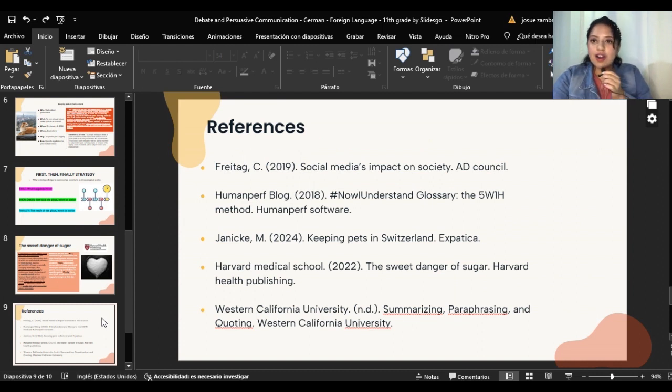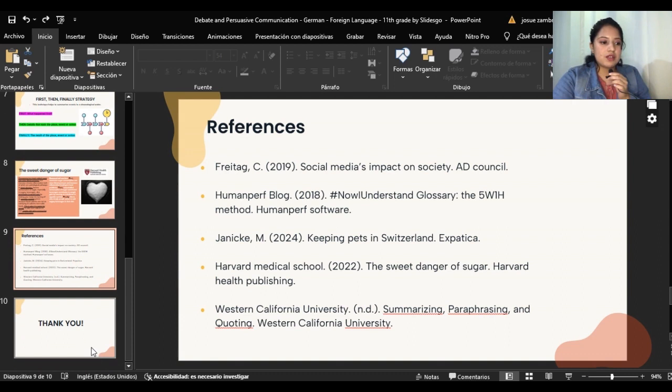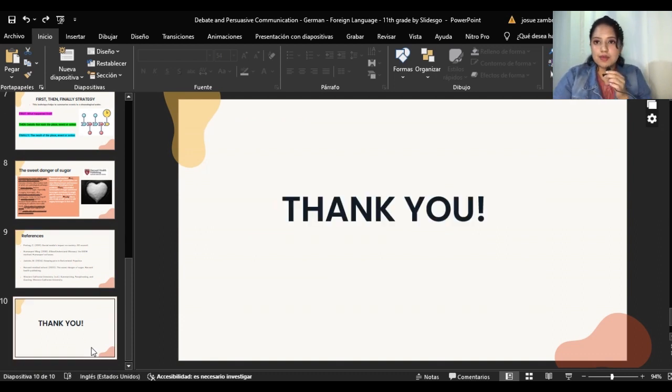These are the references, the credits of where I took the material to make this work. This was my explanation about the strategies to summarize information.